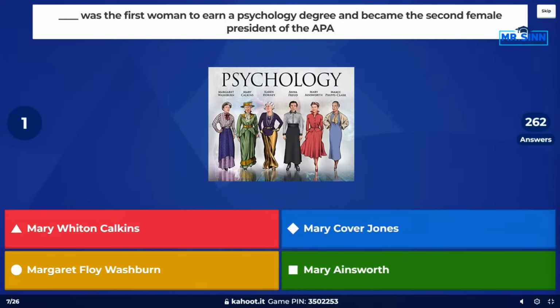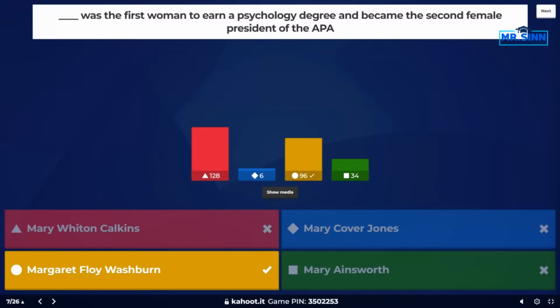All right. 1 second left. Here we go. And interesting, we have a split here. A lot of people are saying Mary Whitten Calkins. Anyone know why she is not the right answer for this one? So think about it. First woman to earn a psychology degree and became the second female president of the APA.